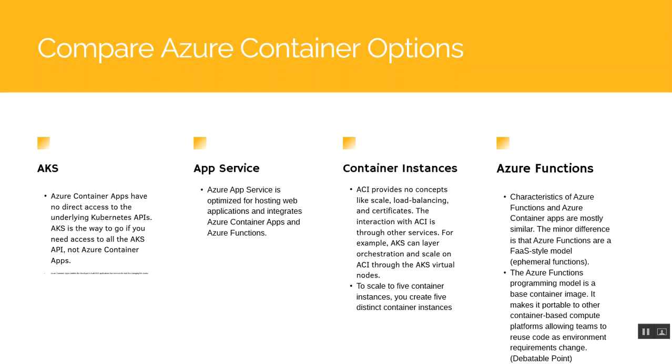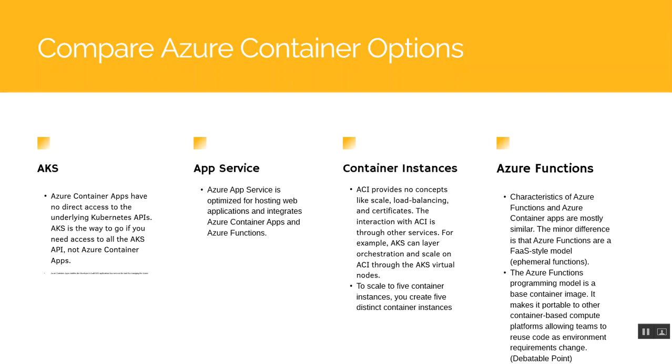That's exactly what this particular deck talks about. You also have Azure Container Instances, which has no concepts like scaling, load balancing, and certificates. The interaction with ACI is through other services. For example, AKS can layer orchestration and scale on ACI through the AKS virtual nodes. That's how you interact. To scale five containers, for instance, you need to create distinct container instances, which is not the case in Azure Container Apps.